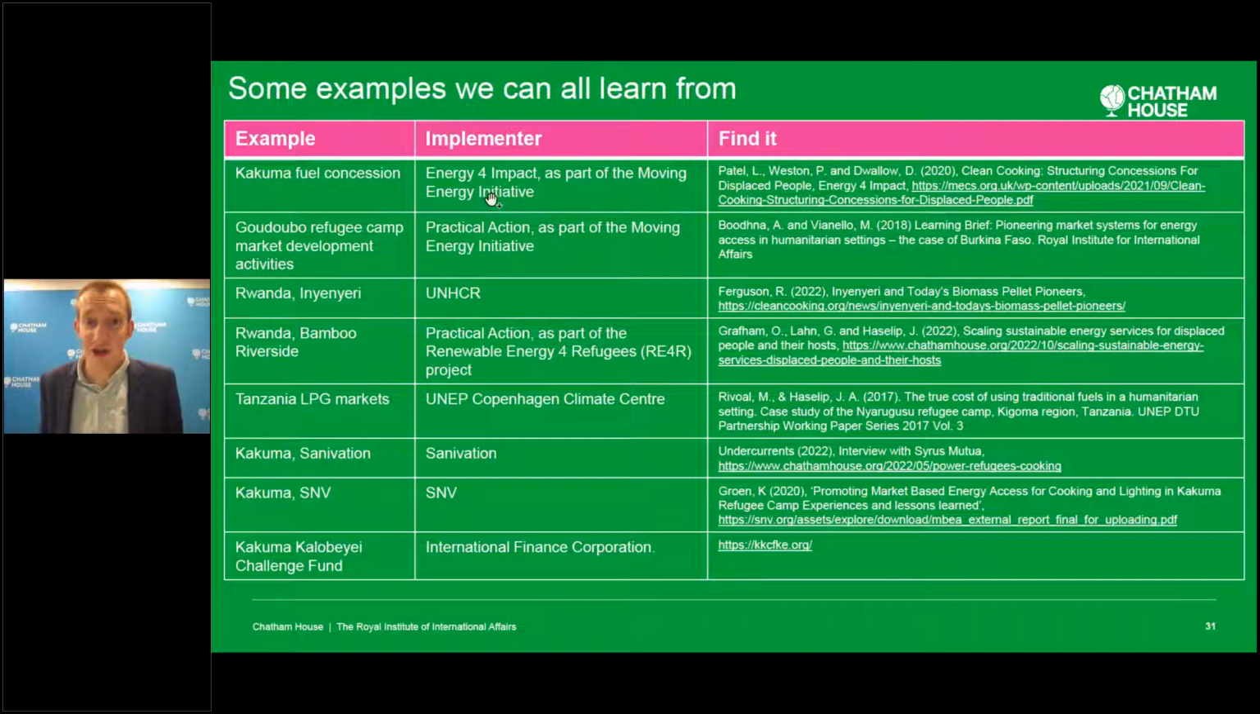And I think I should flag also that I just released a paper just this morning on the policy environment, which details a few of these examples in more detail as well. So I'll put that into the chat later.